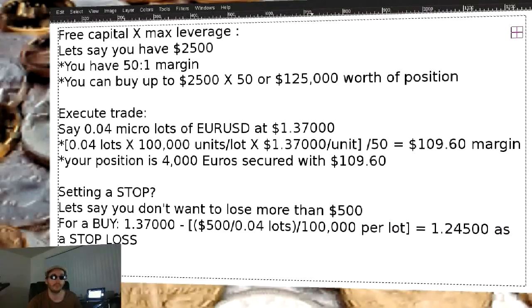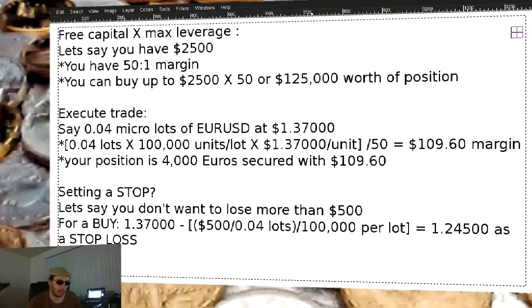So, we entered at $1.37 expecting the price to go up, and we can afford for that price to drop to $1.24500. When the price hits $1.24500, those 4 micro lots will lose $500. They will have lost that much money. If you don't want to lose more than $500, that's where you set your stop out at.